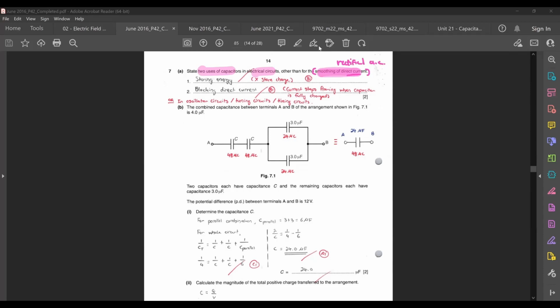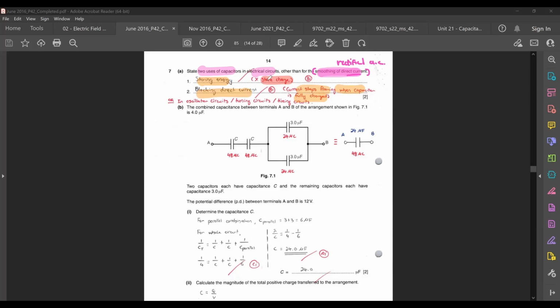Alright, so there are two other uses for your capacitors. You can say that it's used to store energy, or you can say that it's used to block direct current. Why do we say that it can block direct current? Because your current actually stops flowing when your capacitor is fully charged. When your capacitor is fully charged, no charges will be pushed to the plate, no charges will be pushed off the plate. So no current actually flows. It's actually blocking direct current. And you can also say that it's storing energy, but do not ever say it's storing charge. The capacitor as a whole does not store charge.